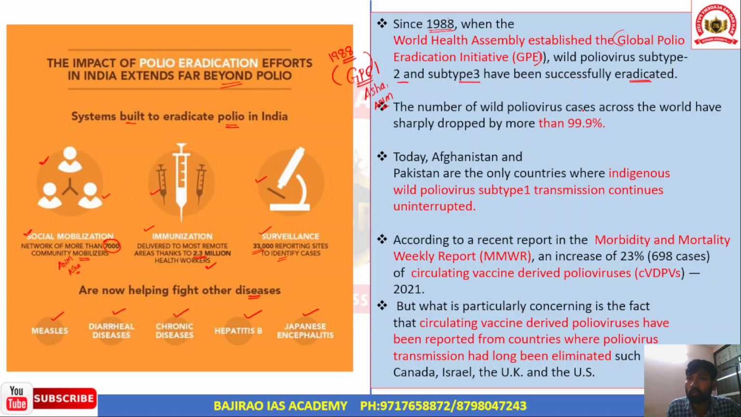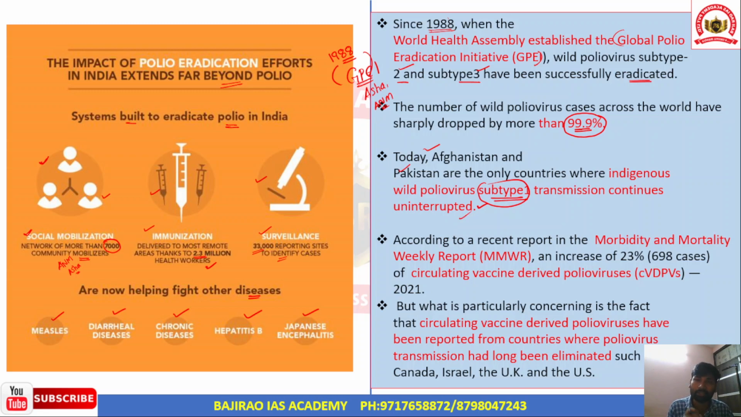However, total wild poliovirus cases across the world have also dropped by 99.9 percent. If you look at our neighboring countries, Afghanistan and Pakistan, today these are the only two countries where indigenous poliovirus subtype 1 transmission continues uninterrupted. So across the world, wild poliovirus subtype 2 and subtype 3 have been successfully eradicated, but on the other hand, Pakistan and Afghanistan are the only two countries where indigenous wild poliovirus subtype 1 transmission continues uninterrupted.